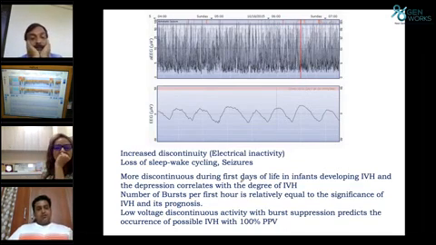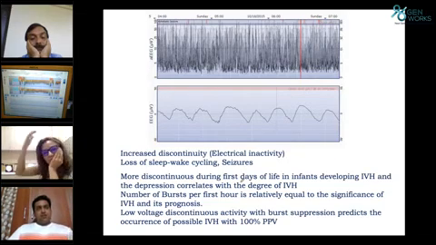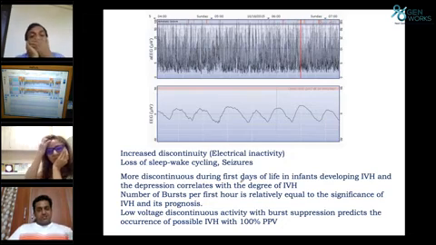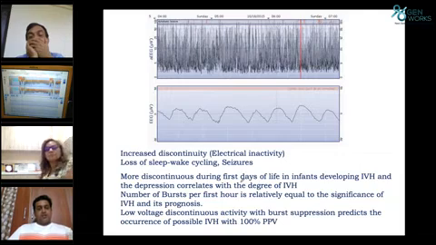Coming to the cycle pattern, the number of bursts per hour in a premature neonate will be more if there is an intraventricular hemorrhage. Normally we see fewer than 100 bursts per hour. If we see more than 100 bursts per hour with an inter-burst interval of less than 30 seconds, it signifies intraventricular hemorrhage and the prognosis is guarded.